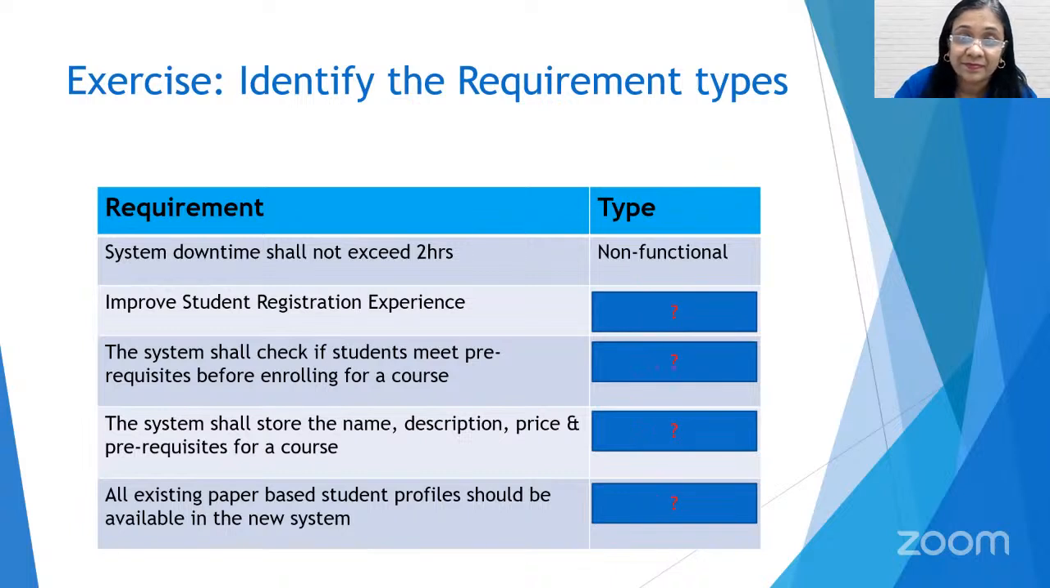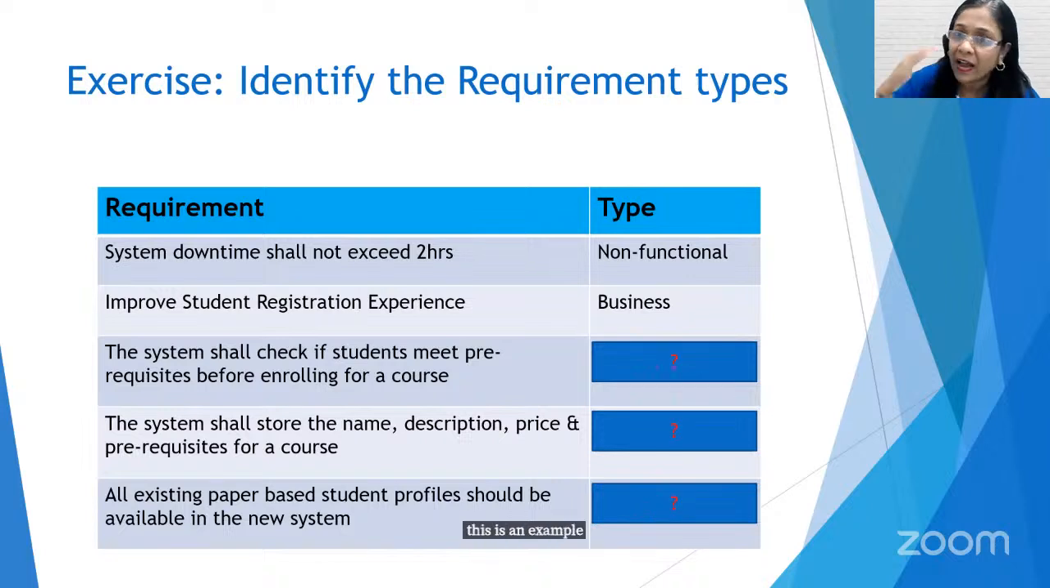Okay, this is an example of a business requirement, a high-level requirement, right? The third one, now let's go with the third one. The system shall check if students meet prerequisites before enrolling for a course.